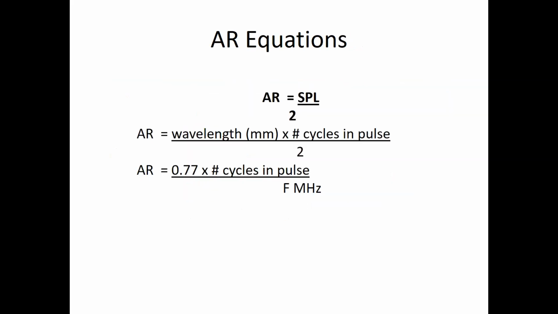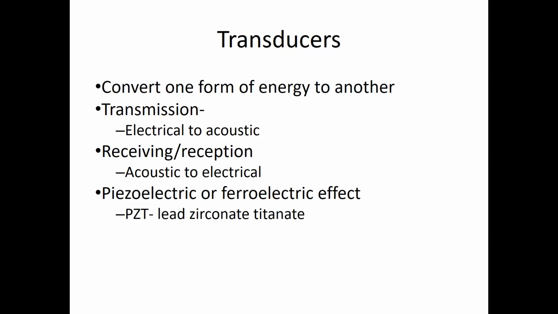Okay. So we have 2 axial resolution equations that are different than the ones you've learned before. The easiest one to use, and it's in bold, is spatial pulse length divided by 2. You could also use your wavelength times your number of cycles. Notice your wavelength times your number of cycles is the same as your spatial pulse length. Or you can take 0.77 times the cycles in your pulse and then divide it by your frequency. And that one's a little bit more cumbersome to use. So I would stick with your spatial pulse length divided by 2. Okay, good to go so far on axial resolution?